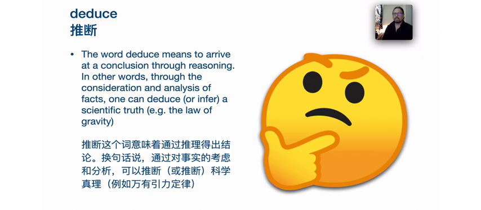The next word is deduce. Deduce means to arrive at a conclusion through reasoning. In other words, through consideration and analysis of facts. One can deduce or infer a scientific truth, for example, the law of gravity.